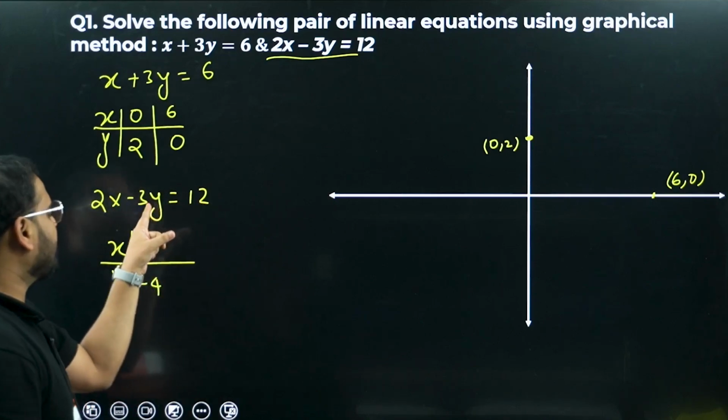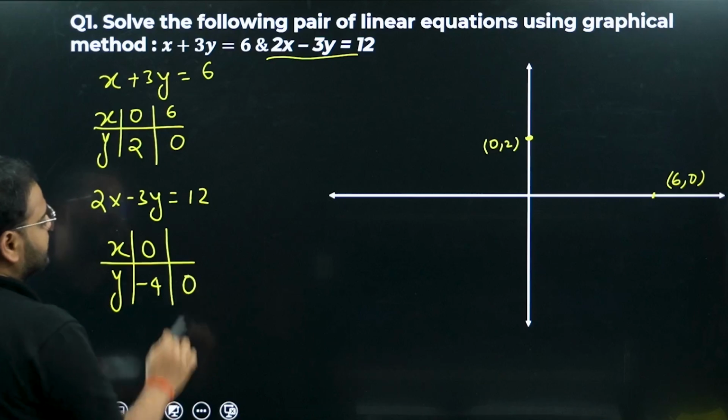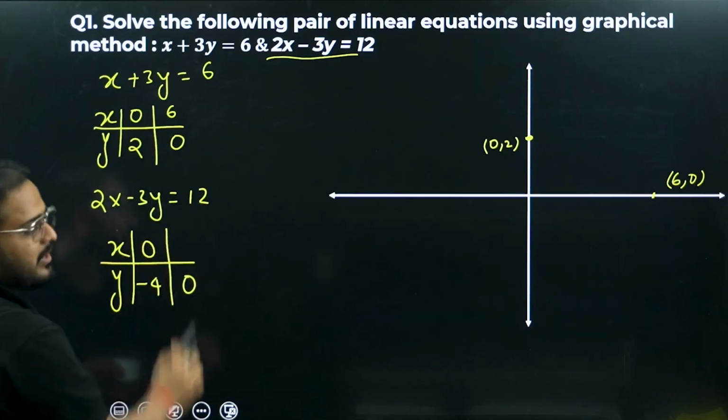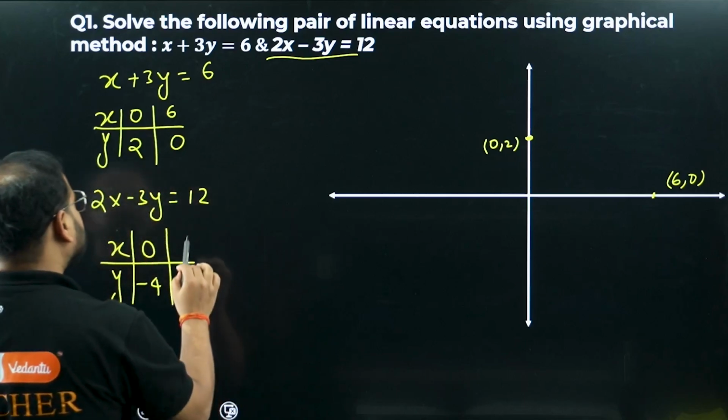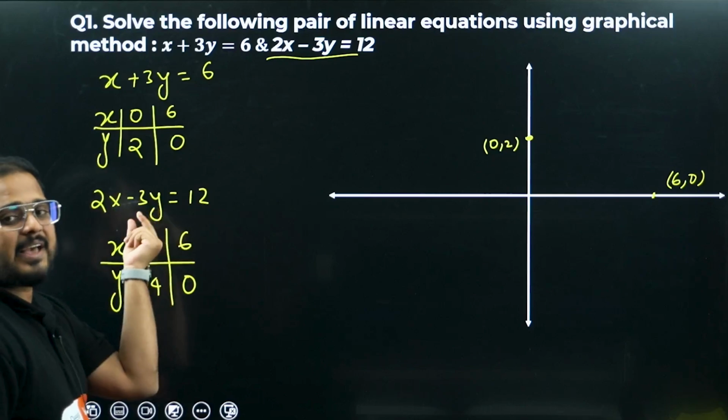So what is the y value? Simply minus 4. This time take y as 0. If you do that, this whole thing will be 0. 2x equals 12, x equals 6. Please check. y is 0 means this whole thing is 0, 2x equals 12 means x equals 6.